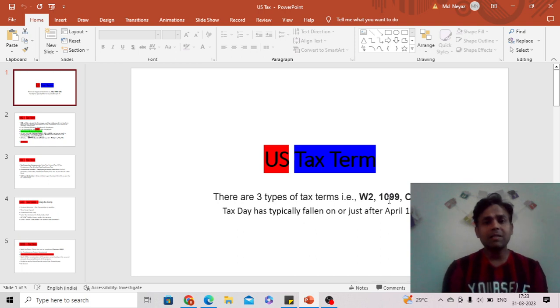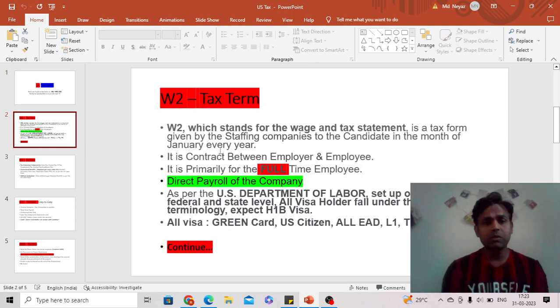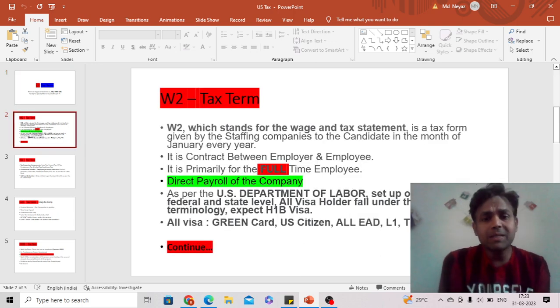Typically you have to pay the tax between the 15th of April and the 30th of April. These are some deadlines which are set by the US tax department. Then if you are an immigrant or non-immigrant, you are entitled to pay the taxes under different terminologies. So the first tax term is the W2 tax term, which basically stands for the wages and tax statement.